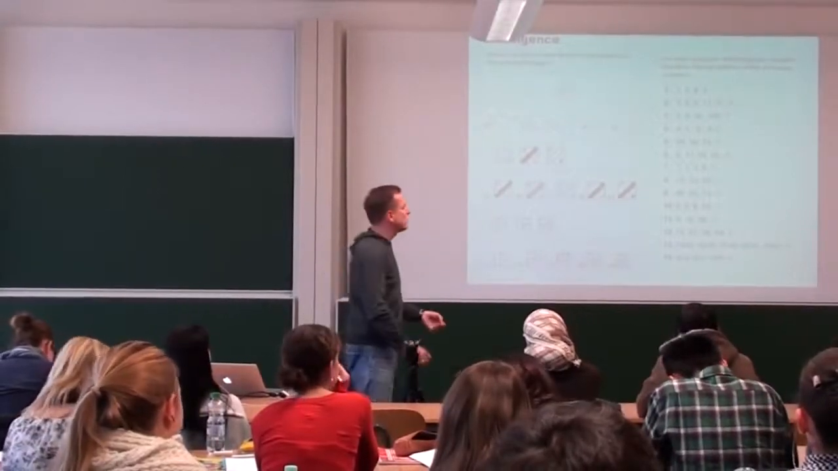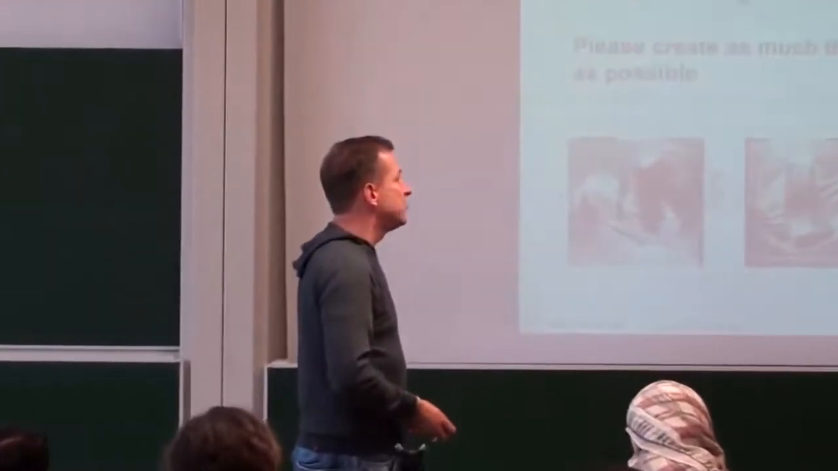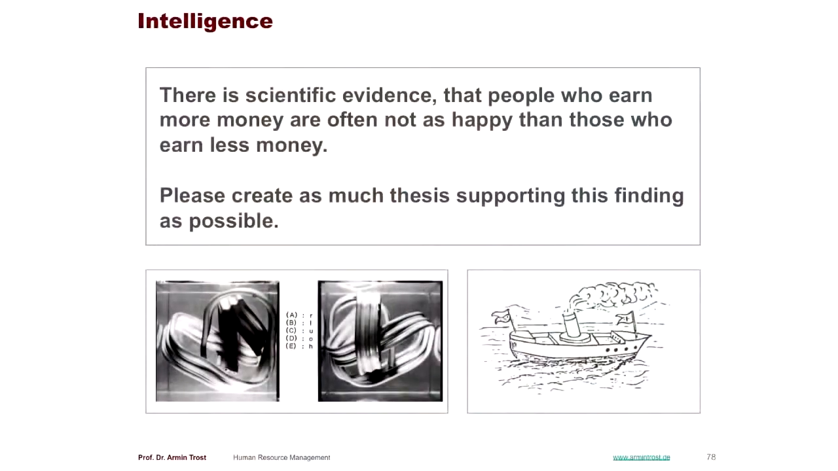But there are also other kinds of tasks. There is scientific evidence that people who earn more money are often not as happy as those who earn less. Okay, check. Please create as many theses, theories and explanations supporting this finding as possible. Now you have 5 minutes and you have to come up with explanations. Why is this the case?